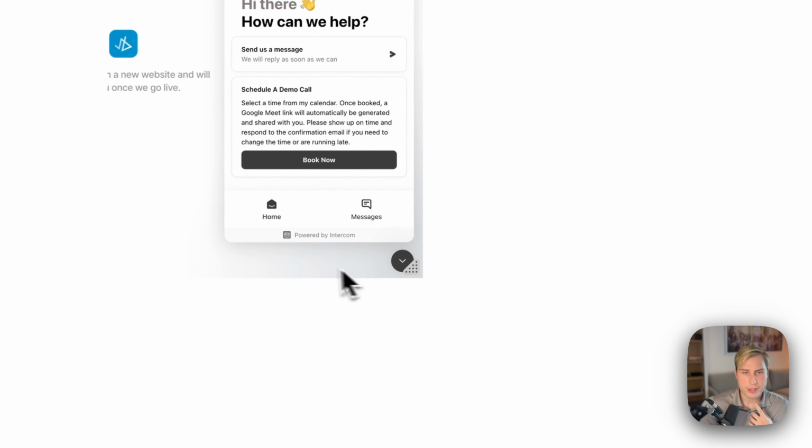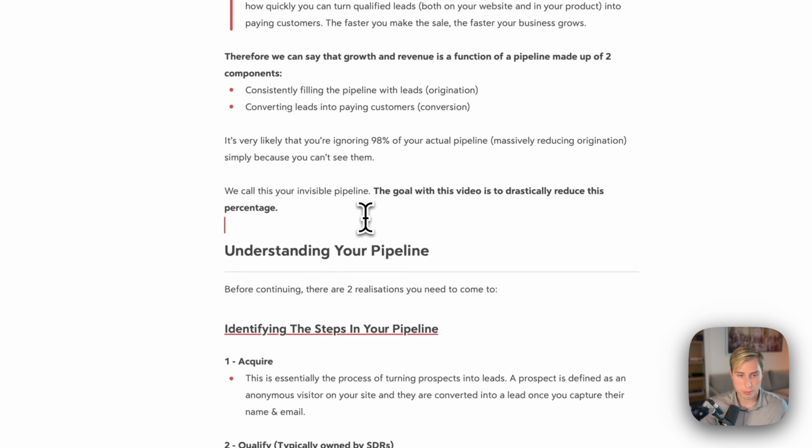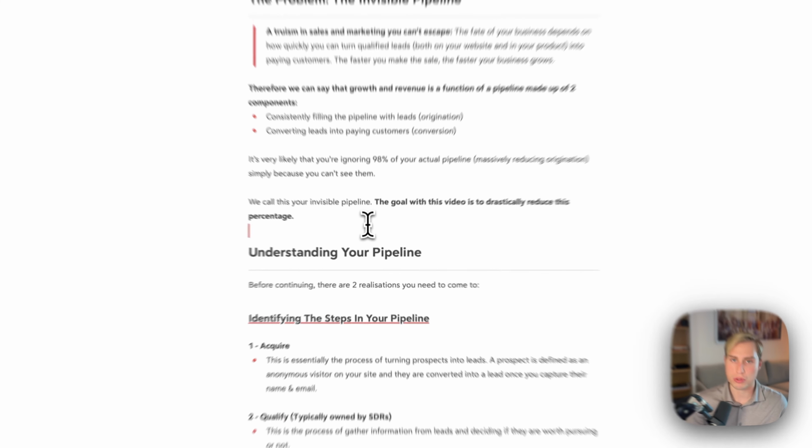That's some real life. If your SaaS is not growing, this is the first thing that I would implement. It is a massive lever in terms of driving growth.